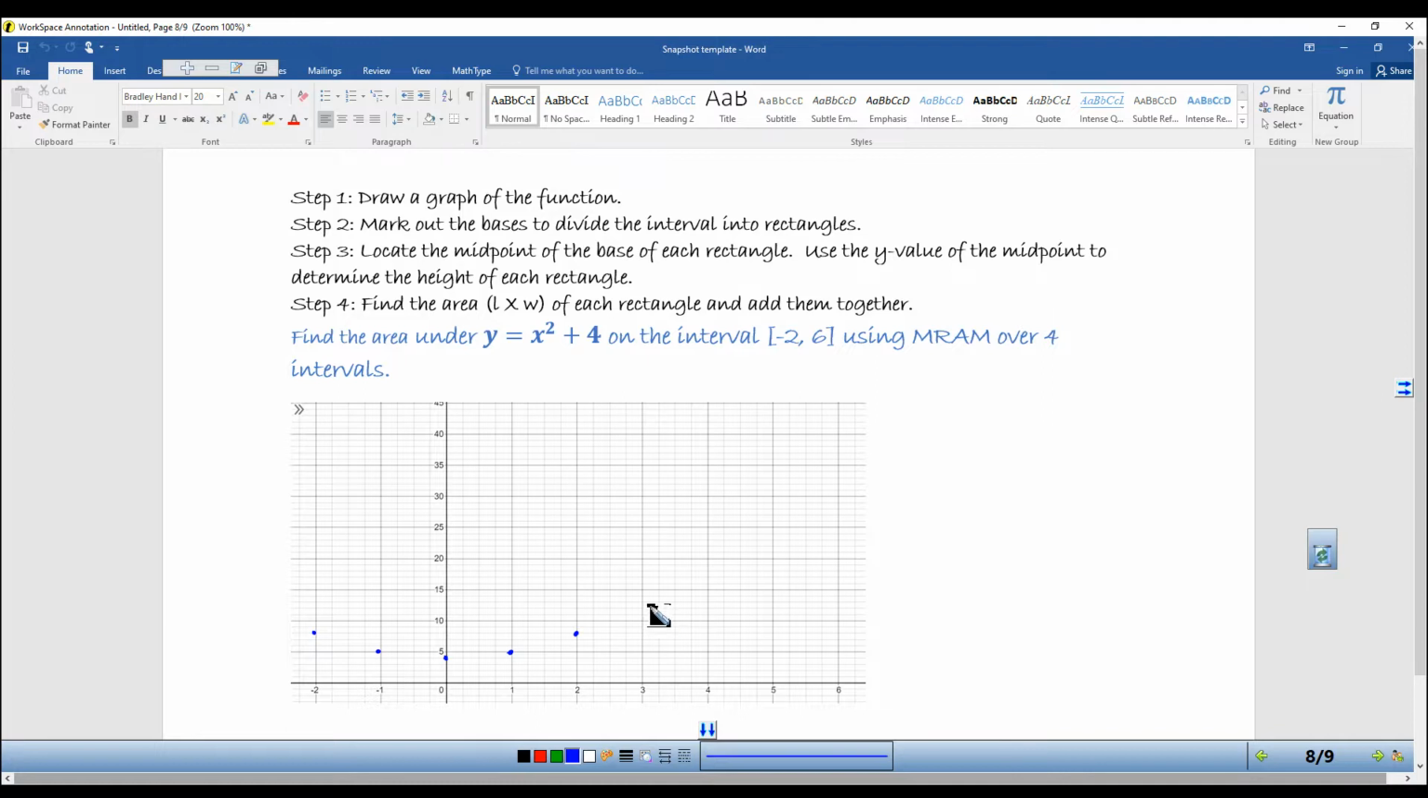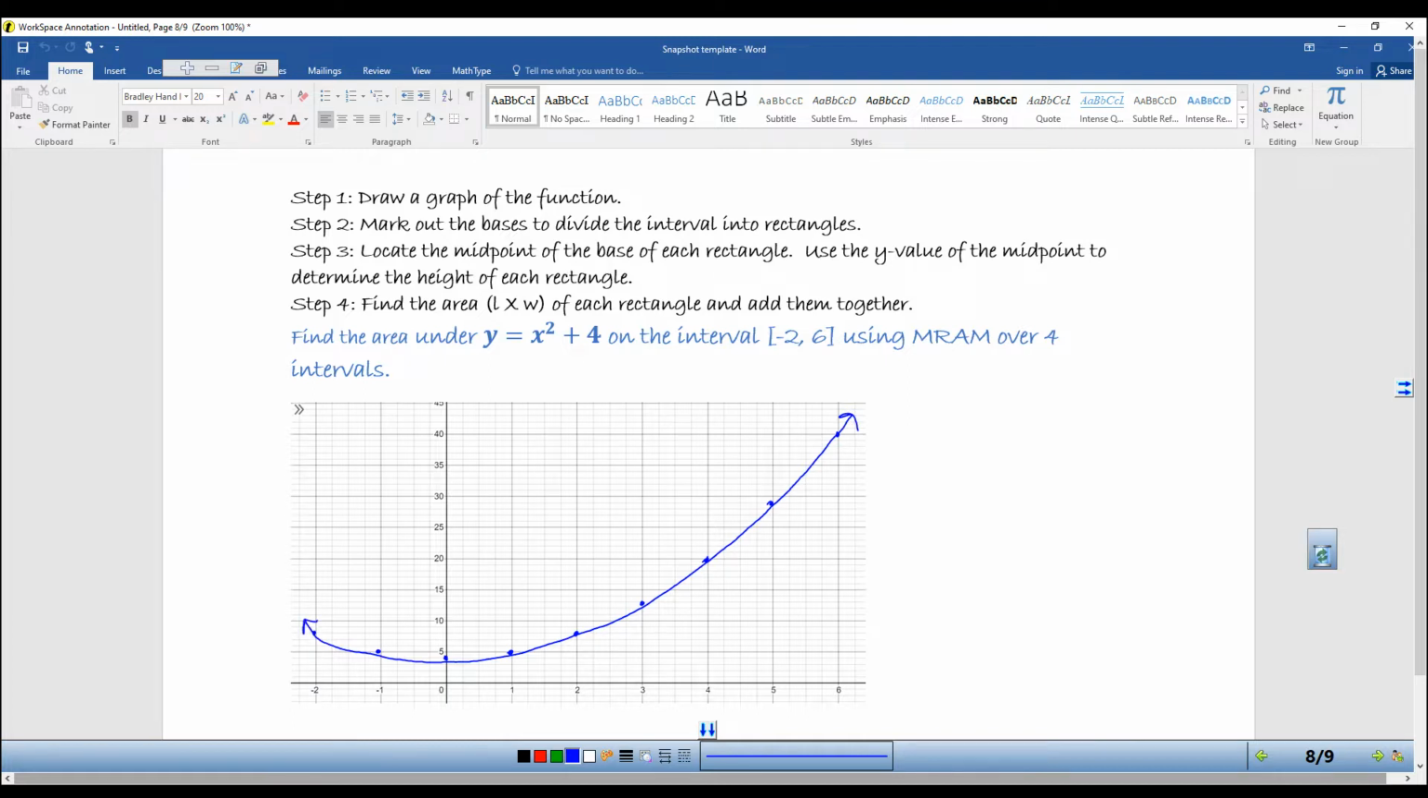3 squared is 9 plus 4 is 13. 4 squared plus 4 is 20. 5 squared is 25, plus 4 is 29, and finally 6 squared is 36, plus 4 is 40. So this is what our curve looks like. It's a little exaggerated because I made uneven x and y axis units, but that was so we could draw our intervals clearly.